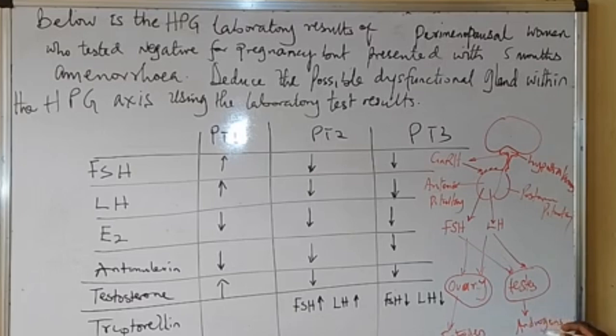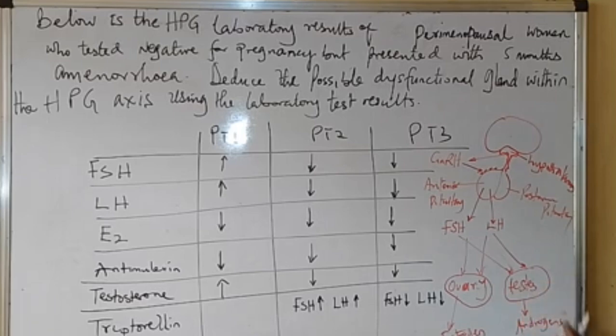So the Leydig cell is under the influence of LH, whereas the spermatozoa, the Sertoli cell, is under the influence of FSH. FSH binds on receptors in the Sertoli cell and causes it to develop and form mature sperm. LH binds on the Leydig cell and causes the Leydig cell to start secreting androgens. So that is how it works.